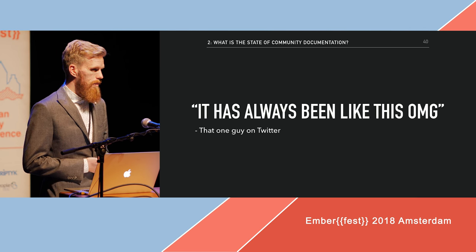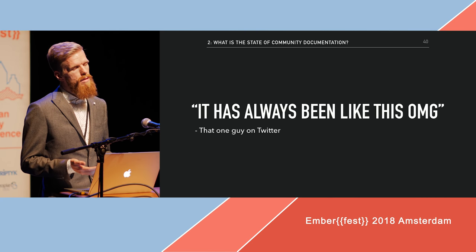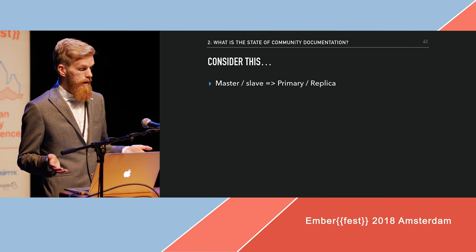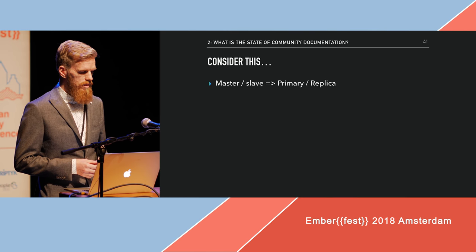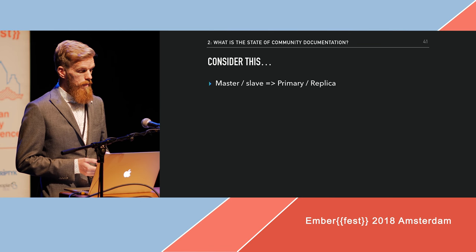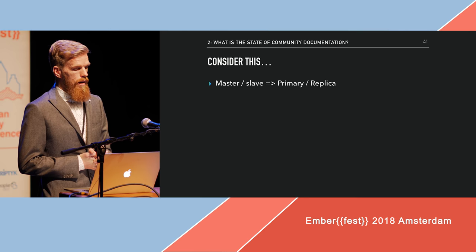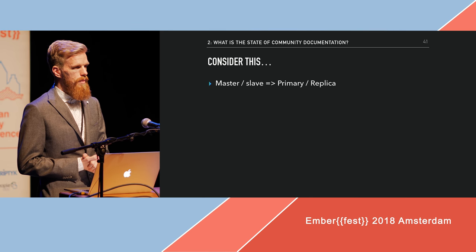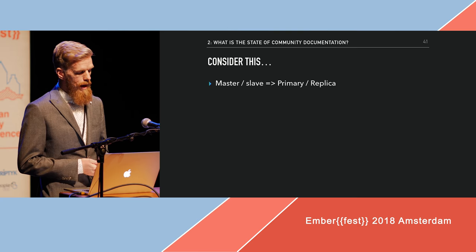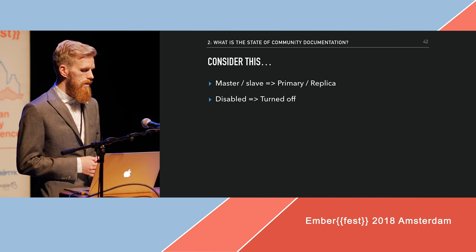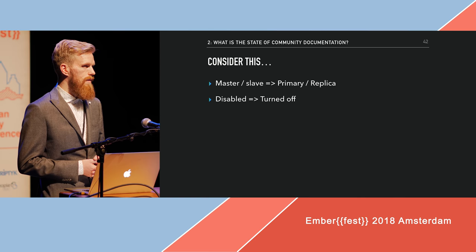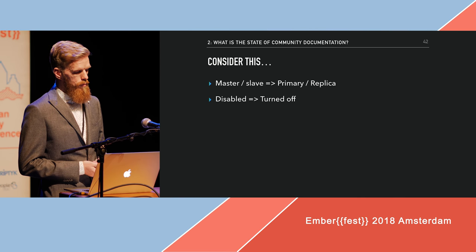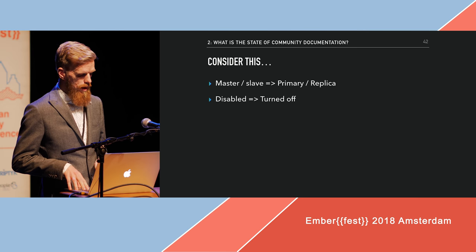So I'm gonna show you a couple of examples that I found in our community documentation that we might consider changing going forward. So one thing is master-slave. It's quite an unfortunate term, right? It doesn't represent anything nice at all. But there's a great alternative called primary replica. Not only is it not offensive to anyone, but it's honestly also a more precise term for the concept. Yeah, not telling you what to do, but you should consider it. And the same goes with disabled. Turned off is just as precise a term as disabled, but it doesn't have any connotations of being offensive. So I think you should consider that.